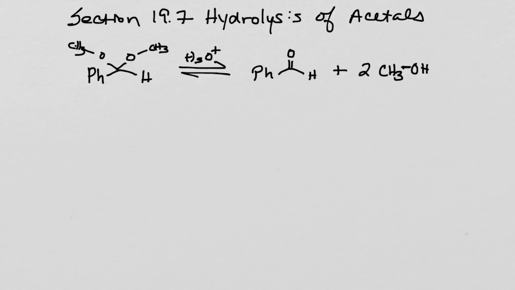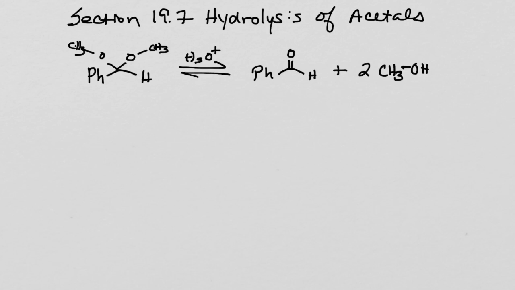The example that I'm going to use is the dimethyl acetal of benzaldehyde. We're going to react it with aqueous acid, and we're going to get out of it benzaldehyde and 2 equivalents of methanol. Keep in mind that this is H3O+, meaning that this is water with a large amount of acid in it, but it's a large amount of water. This is not a catalytic acid process.